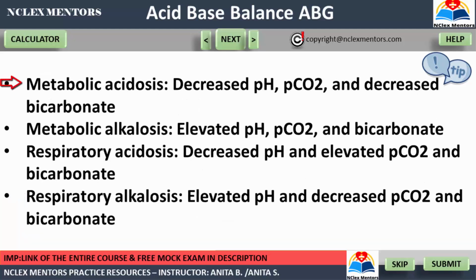Metabolic acidosis is indicated by decreased pH, partial pressure of carbon dioxide, and decreased bicarbonate. Metabolic alkalosis is indicated by elevated pH, partial pressure of carbon dioxide, and bicarbonate. Respiratory acidosis is indicated by decreased pH and elevated partial pressure of carbon dioxide and bicarbonate. Respiratory alkalosis is indicated by elevated pH and decreased partial pressure of carbon dioxide and bicarbonate.